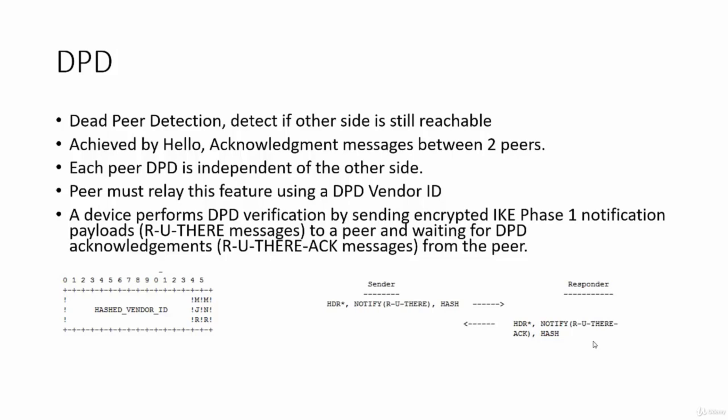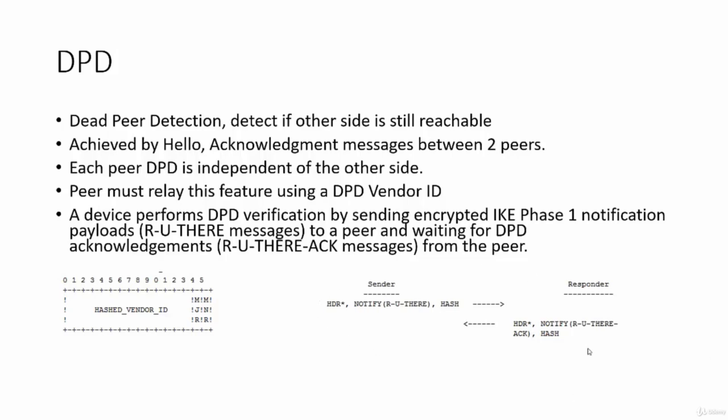This is achieved by sending hello and acknowledgement messages between the peers. And each peer is independent of each other. So one side can send dead peer detection, and the other side doesn't have to have the dead peer detection configured. It could be from one side only. By default, Cisco has the dead peer detection in the vendor ID list.